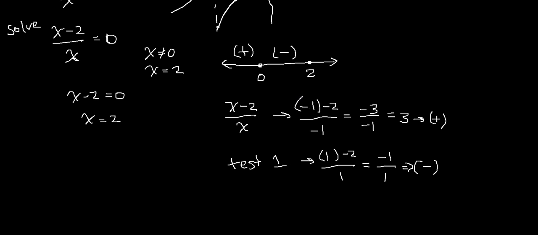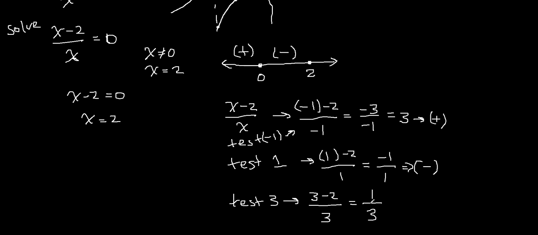Now what about this region? Let's test, how about 3? Test 3. This will give you 3 minus 2 over 3. And that equals 3 minus 2 is 1, over 3, is just 1/3, which is positive. So this region will be positive.